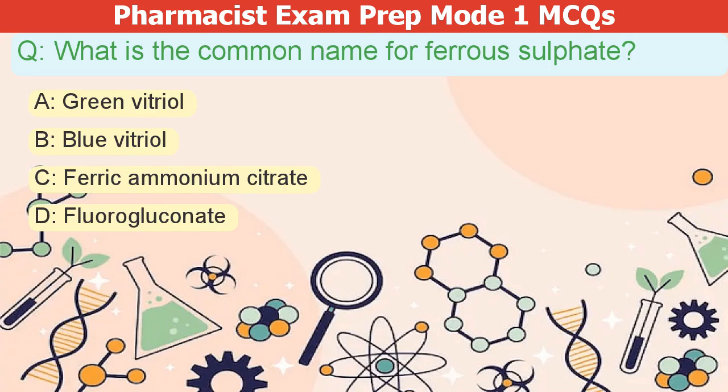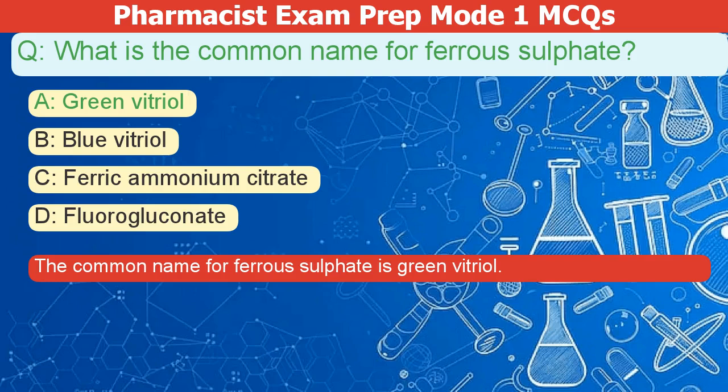What is the common name for ferrous sulfate? A. Green vitriol. B. Blue vitriol. C. Ferric ammonium citrate. D. Ferrous gluconate. The correct answer is A. The common name for ferrous sulfate is green vitriol.